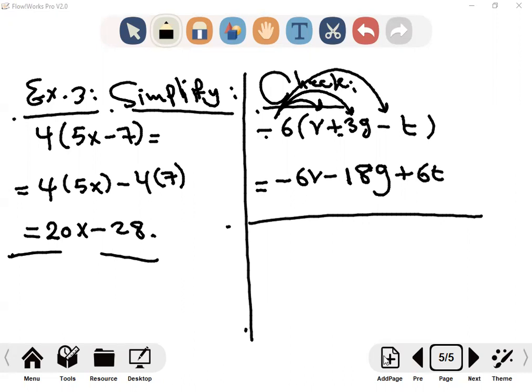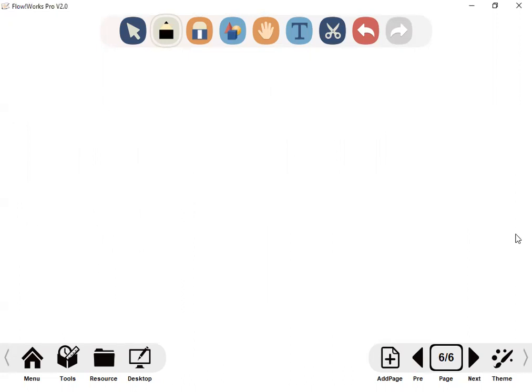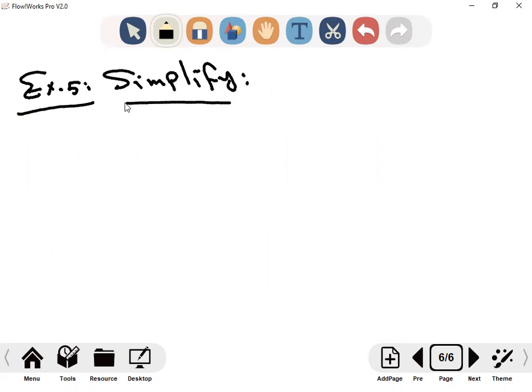Question, or example 5. Simplify. 3y to the power of 2 plus y.